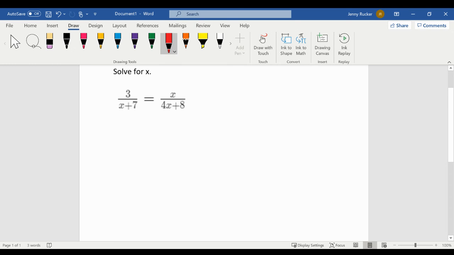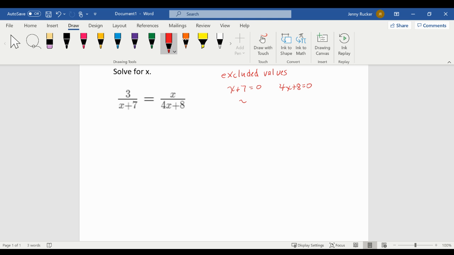Solve for x. Here we have a rational equation with a fraction is equal to a fraction. We need to determine the excluded values, and then we will solve. To determine the excluded values, we will take the expression in the denominators and set them equal to 0. So we'll take x plus 7 is equal to 0, and 4x plus 8 is equal to 0.